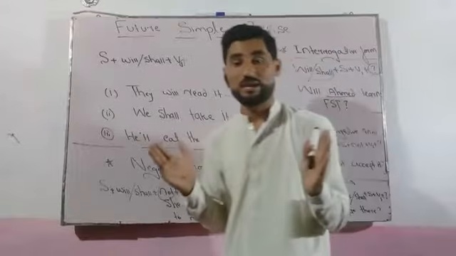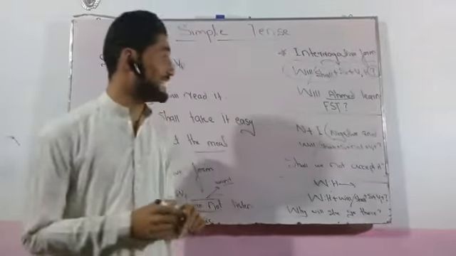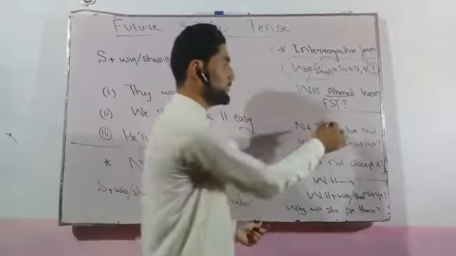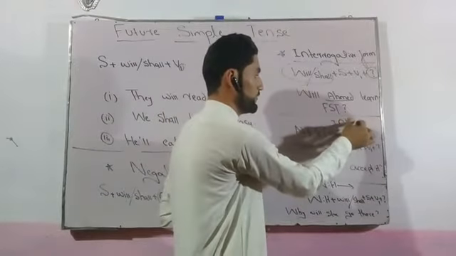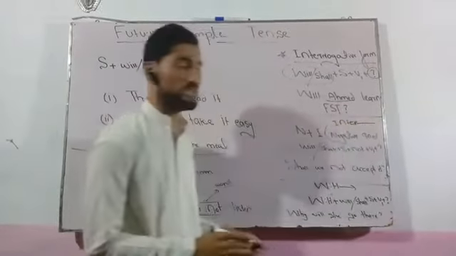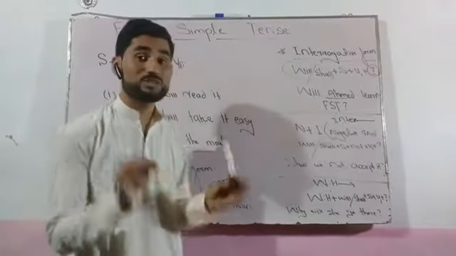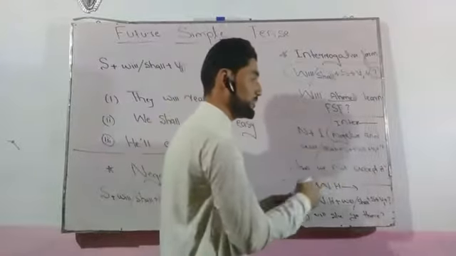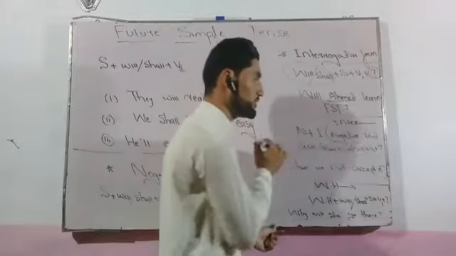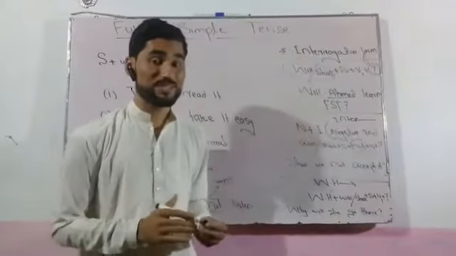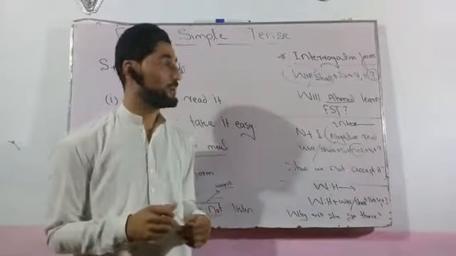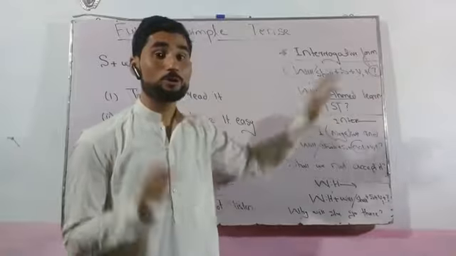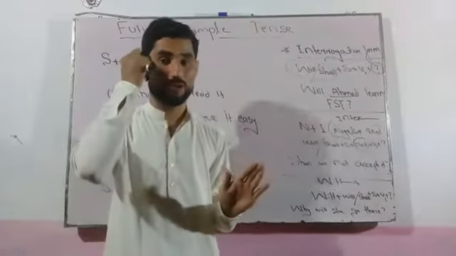Okay. Now, how to make negative and interrogative. As I told in my previous videos, in negative and interrogative structures, I explained clearly that just by putting only one word after the subject, that's "not", the sentence becomes negative and interrogative. Just put "not" after the subject, before the main verb, to make a sentence negative and interrogative.